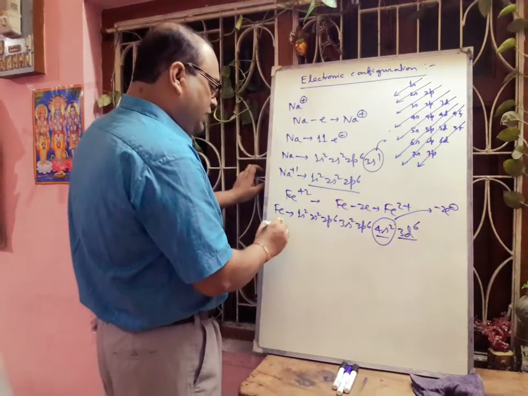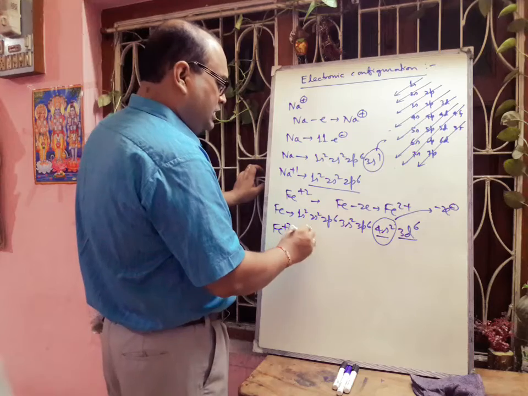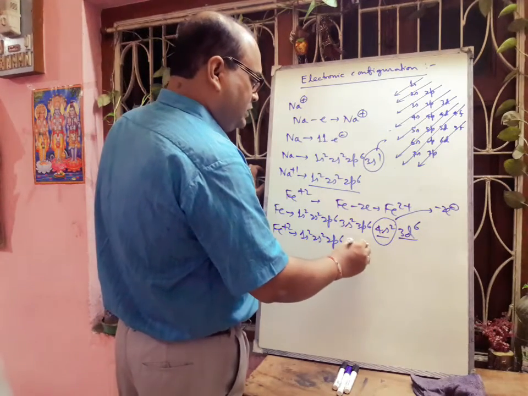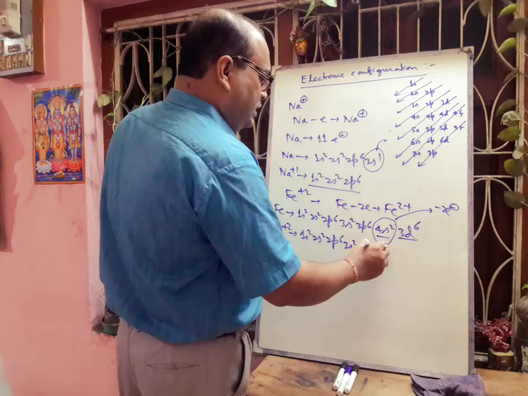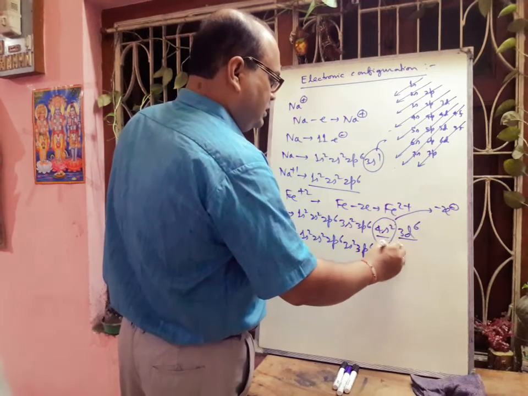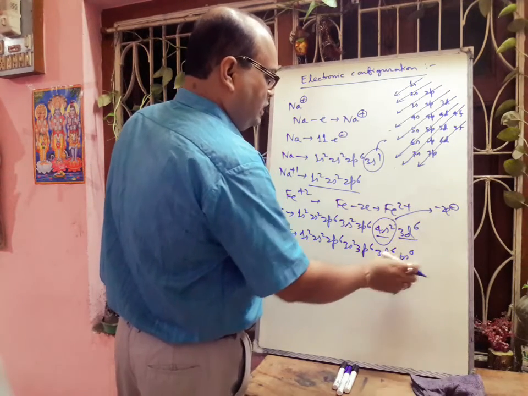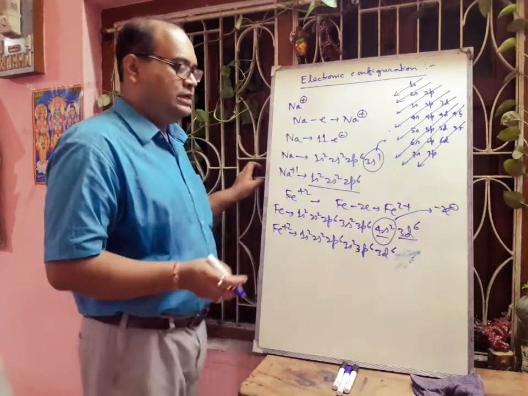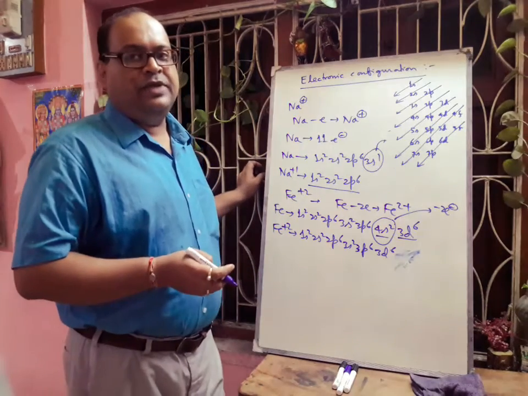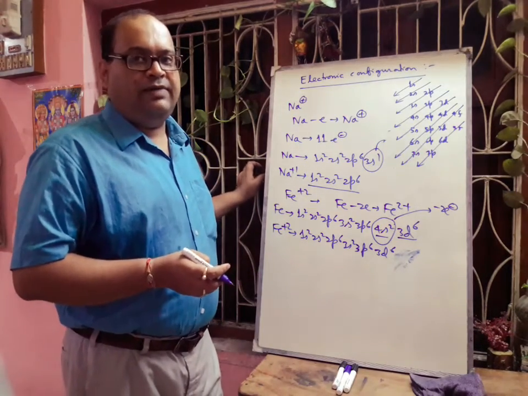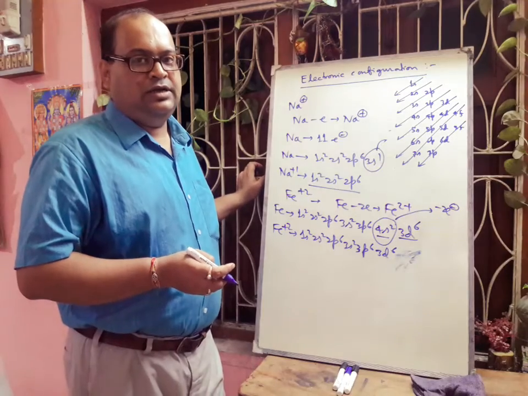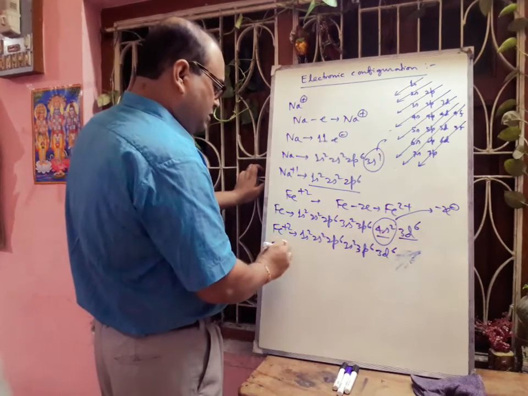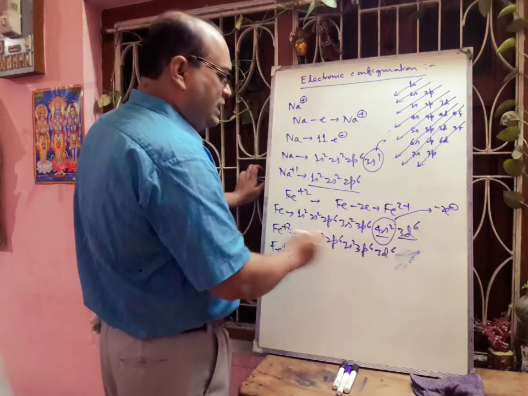So what will be the electronic configuration of Fe2+? That will be 1s2, 2s2, 2p6, 3s2, 3p6, then 3d6 and 4s0. This 4s0 you need not write. So you write 3p6 then 3d6. That will be the electronic configuration of Fe2+. Understand?